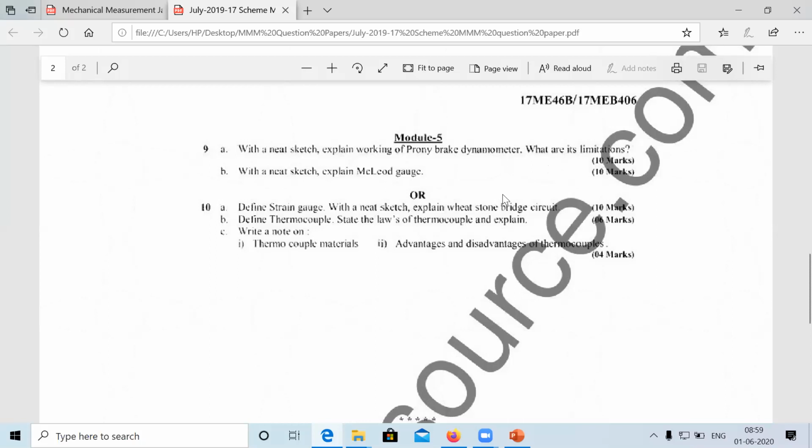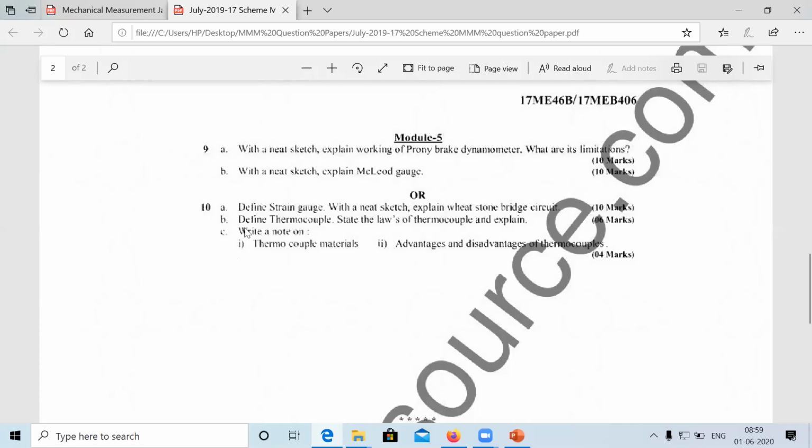Next is related to the strain gauge. It is again for 10 marks. You have to define the strain gauge with a neat sketch and explain the Wheatstone bridge circuit. You have studied the Wheatstone bridge circuit well, many times, in practicals as well as theory. Please draw the circuit and explain how it works, when it is balanced, when it is unbalanced, and how you determine the strain. There are 2 marks for defining the strain gauge and the remaining 8 marks are for the Wheatstone bridge circuit.